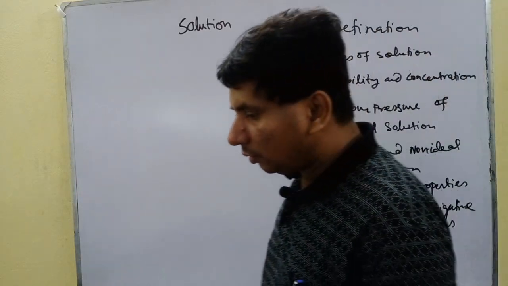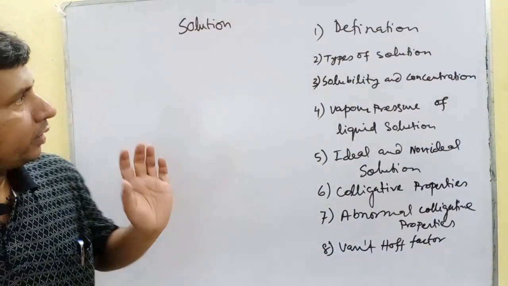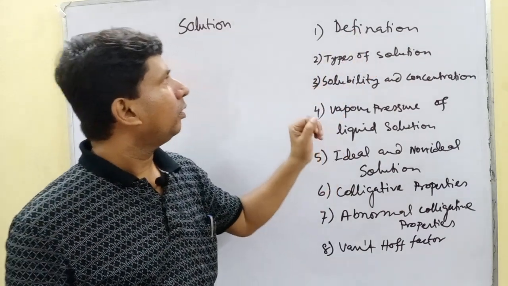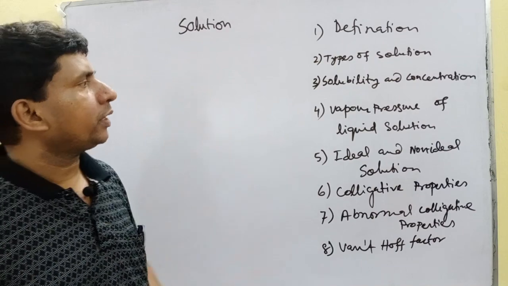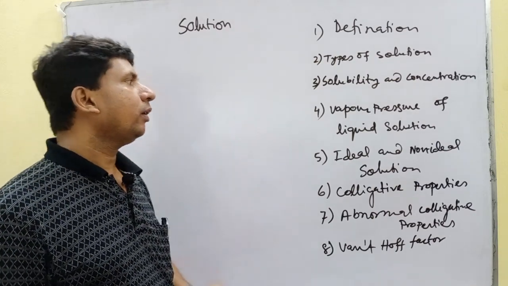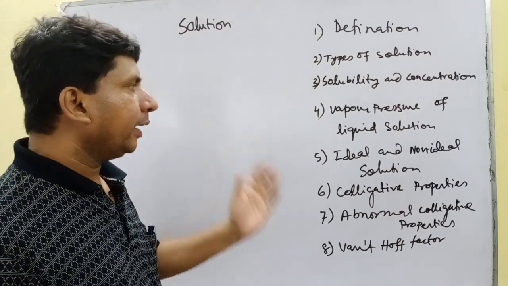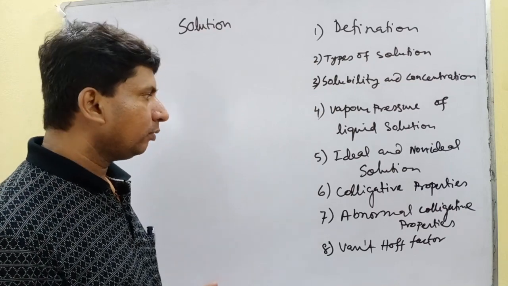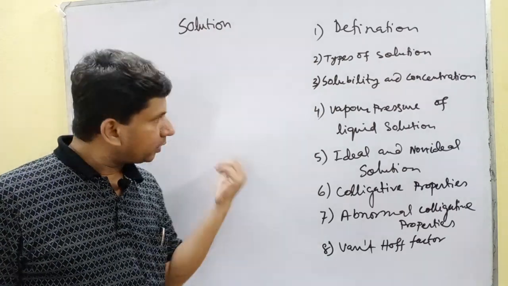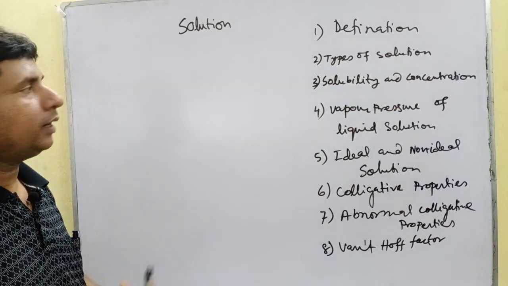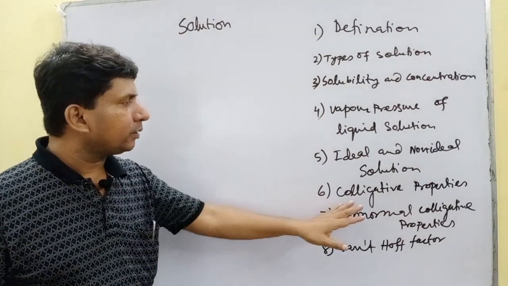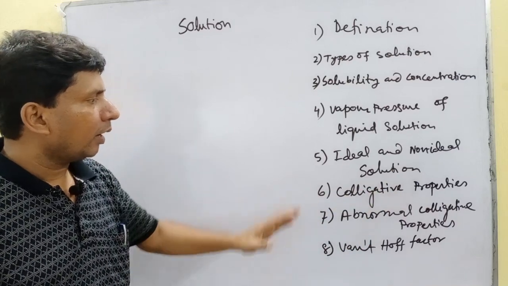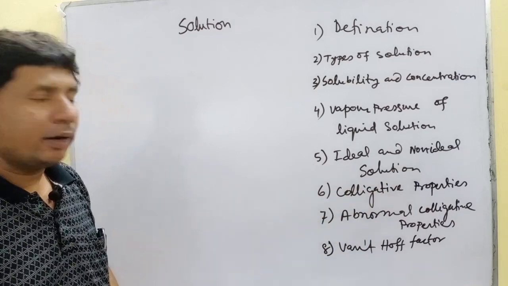In the first lecture, I will discuss the definition of solution, types of solution, solubility, concentration, vapor pressure of liquid solution, and ideal and non-ideality of the solution. Then in this second lecture, I will discuss colligative properties, abnormal colligative properties and the Van't Hoff factor.